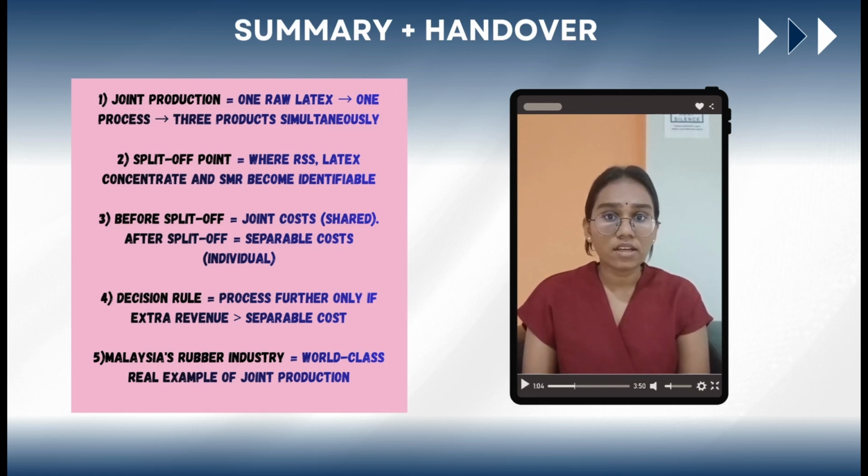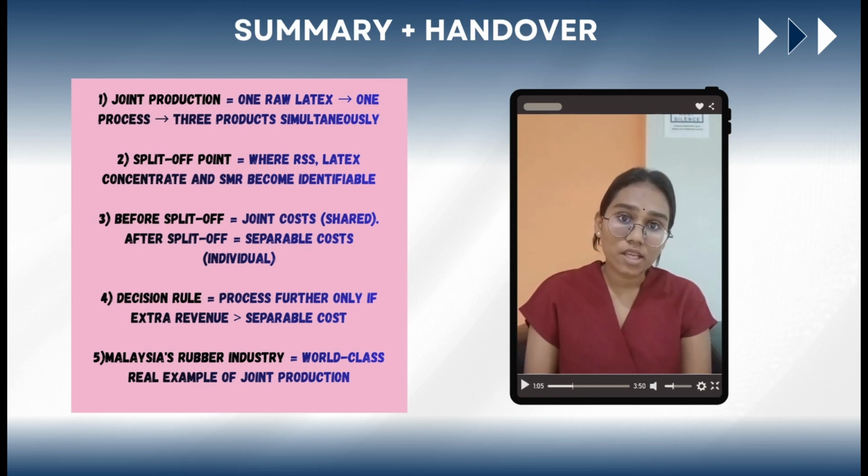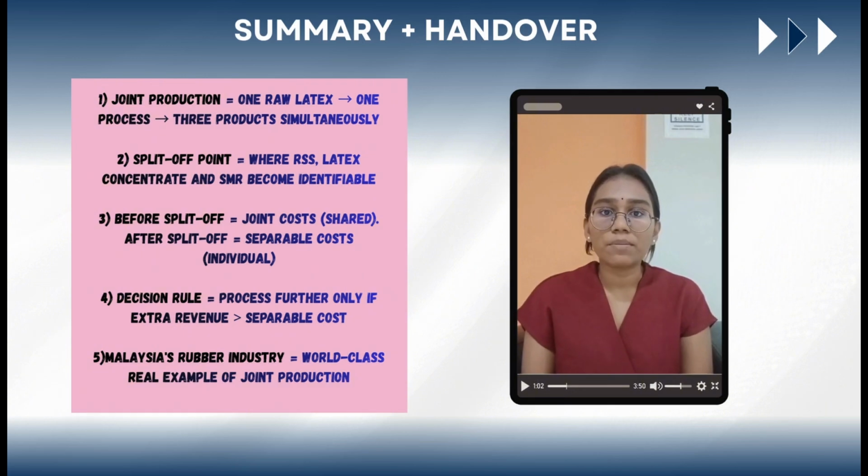But now that we understand how joint production works and how the flow operates, the next natural question is, how do we fairly allocate those joint costs to each product? How much of the shared cost belongs to RSS? How much to latex concentrate? How much to SMR? That is exactly what member 3 is going to explain right now with the cost allocation methods.